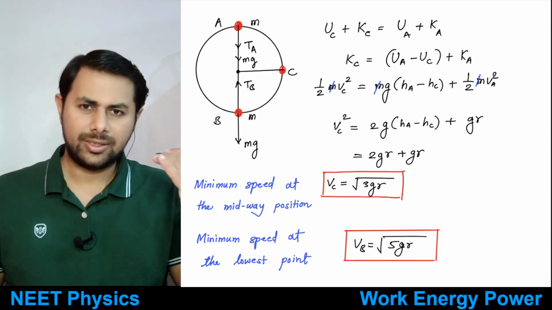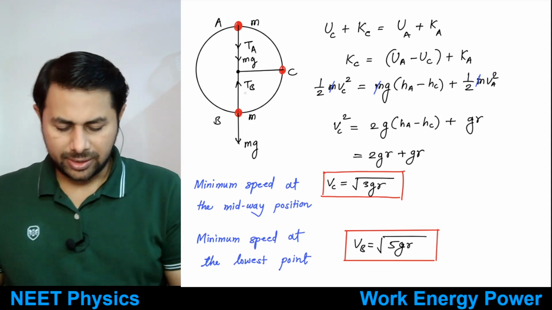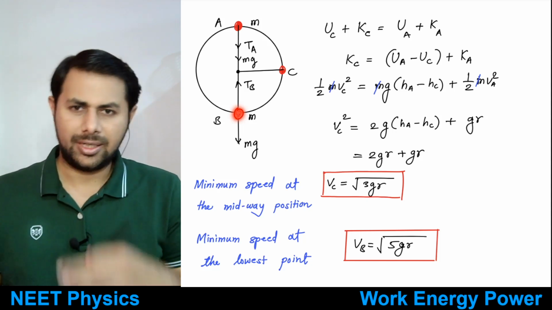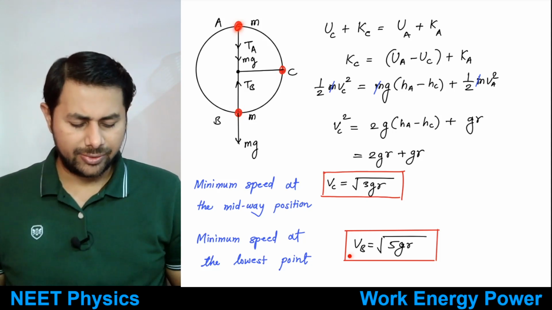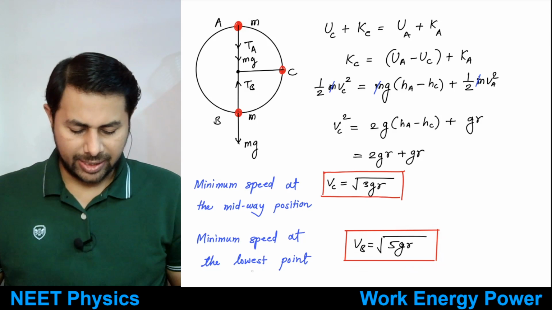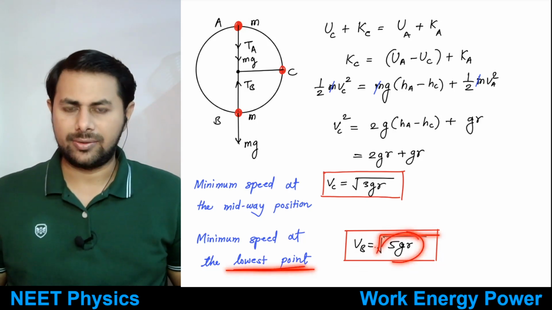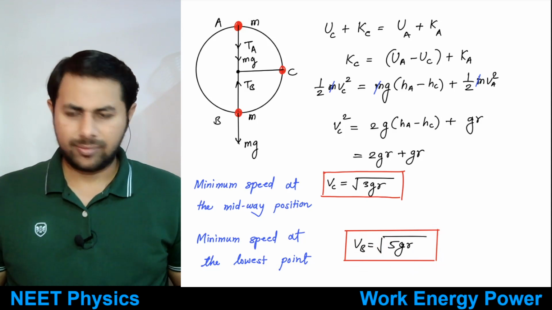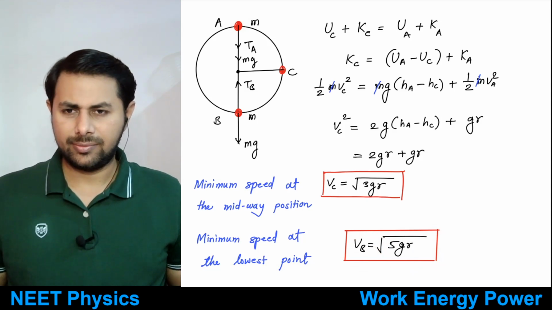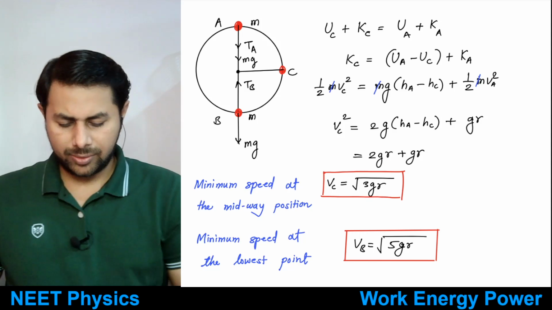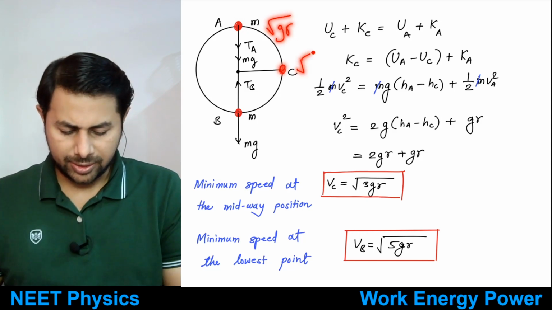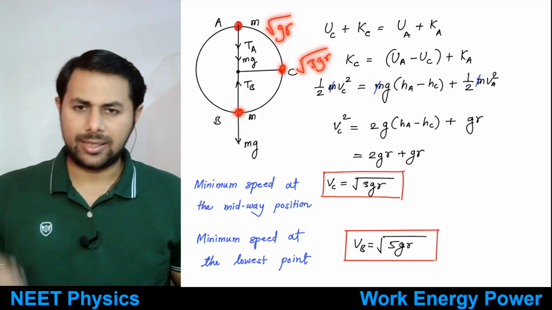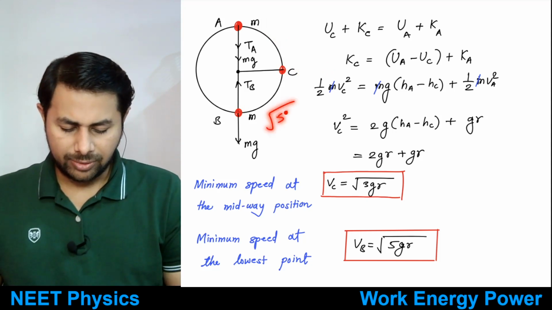We can calculate it in a similar way. Okay, just take kinetic energy plus potential energy at B and equate it to the sum of kinetic and potential energy either at C or at point A. We can find out the minimum speed at the lowest point is root 5 gr. Okay, is this clear, everyone? All right, good. So we need to remember: minimum speed at the top is root gr, minimum speed at the midway position is root 3 gr, and minimum speed at the lowest point is root 5 gr.